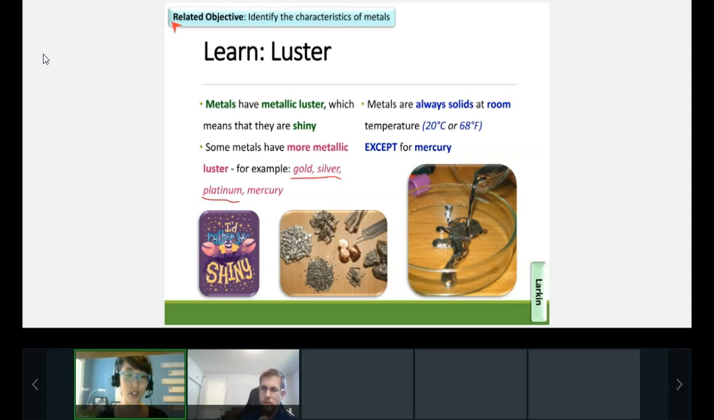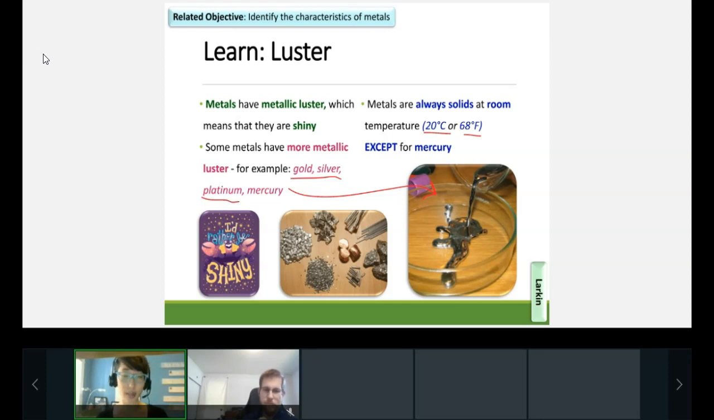Now, taking a look here, you can also see an example of mercury, which, yes, looks kind of like slime. Mercury is also an extremely shiny metal. It's also, however, a unique metal because it's the only metal at room temperature, specifically 20 degrees Celsius or 68 degrees Fahrenheit, that is a liquid and not a solid.